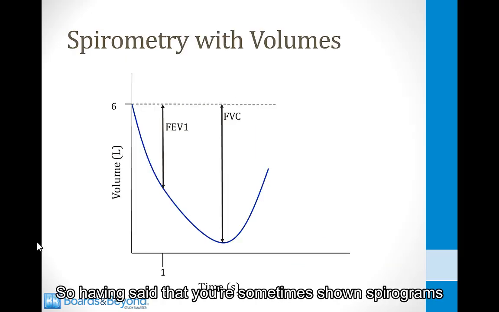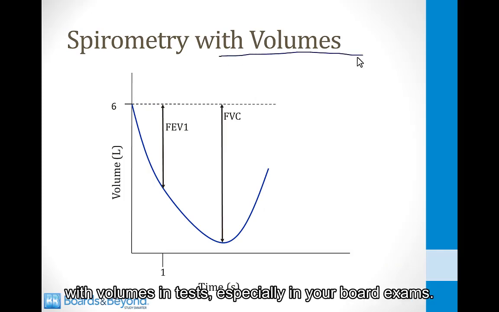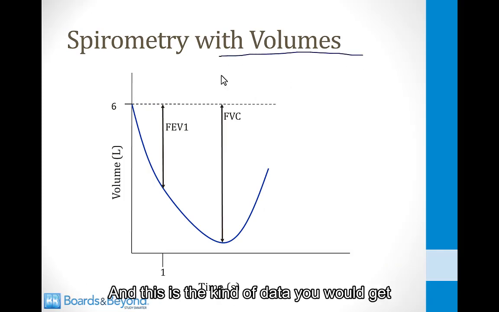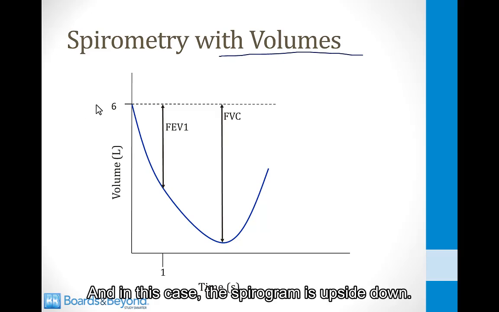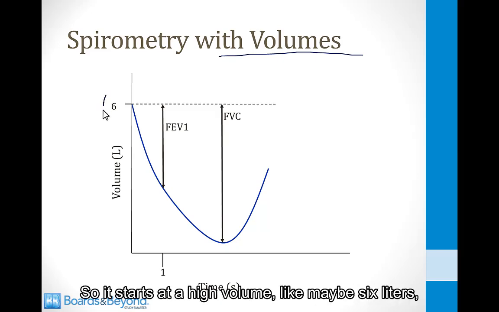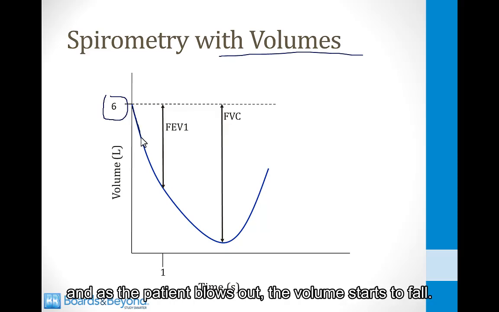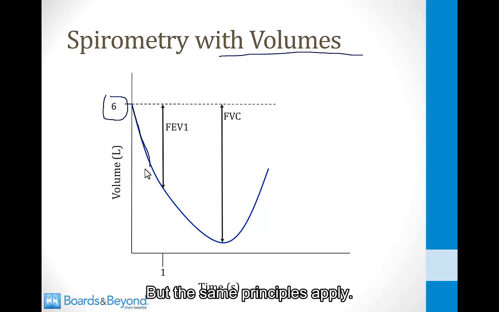So having said that, you're sometimes shown spirograms with volumes in tests, especially in your board exams. And this is the kind of data you would get if you went to the trouble to measure the residual volume in a patient. And in this case, the spirogram is upside down, so it starts at a high volume, like maybe 6 liters, and as the patient blows out, the volume starts to fall. But the same principles apply.